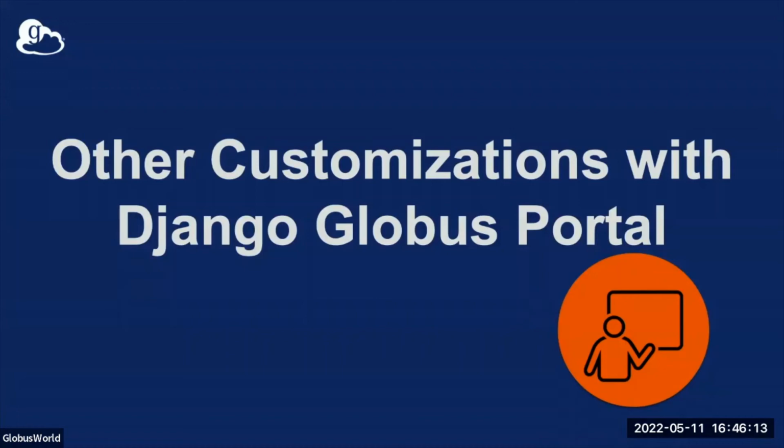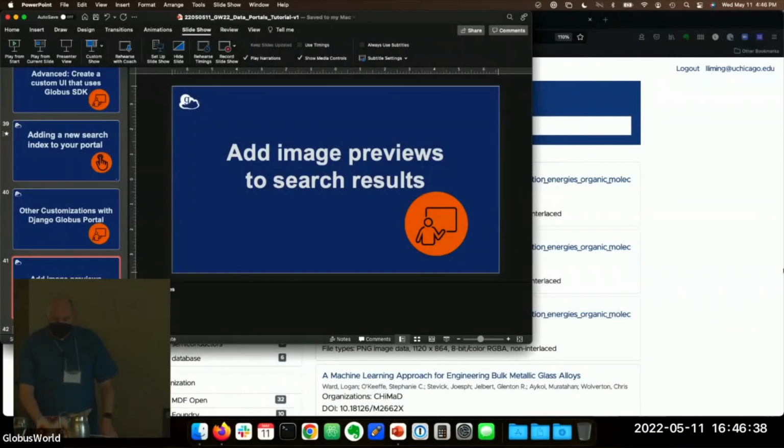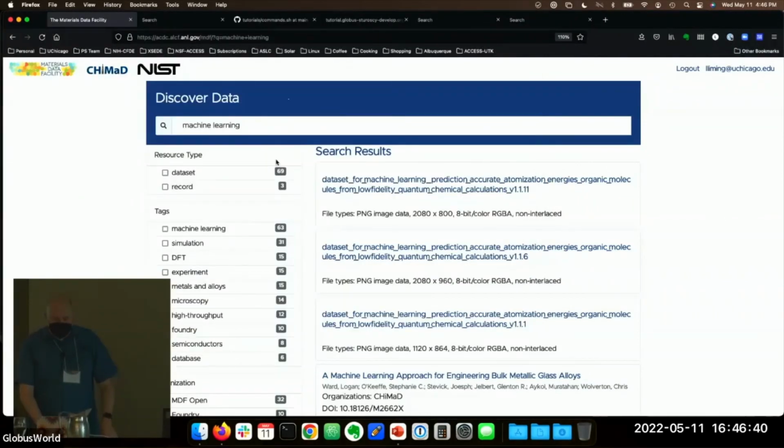So here are just a couple other things that have been done. These are examples of real deployments of the Django Globus portal that are being used by the Advanced Photon Source and our other portals that we're using. So the first one that I wanted to show you was adding image previews to the search results. Actually, this is not the search results so much as it is the landing pages, I think, but let me go there and show you what I'm talking about.